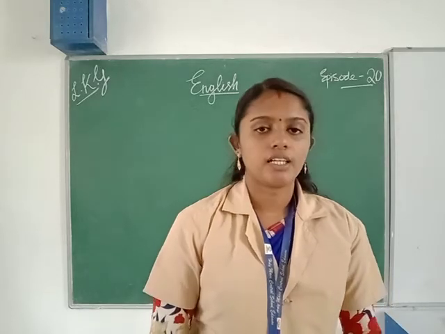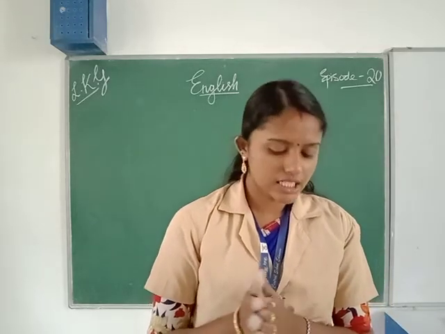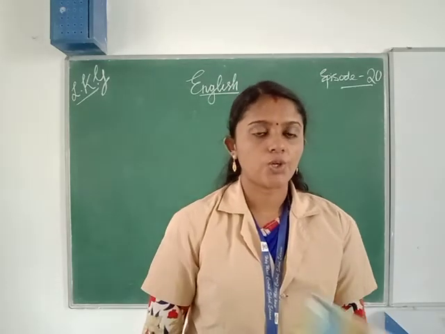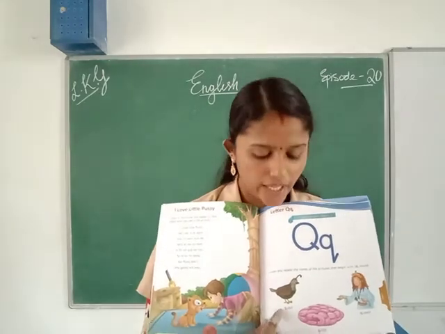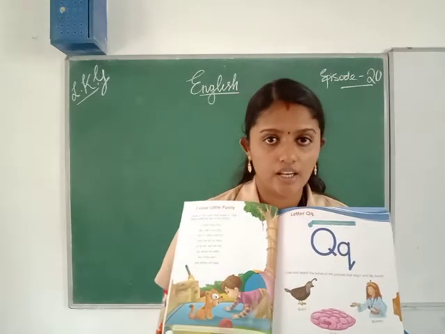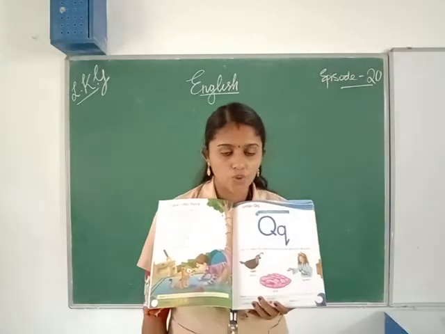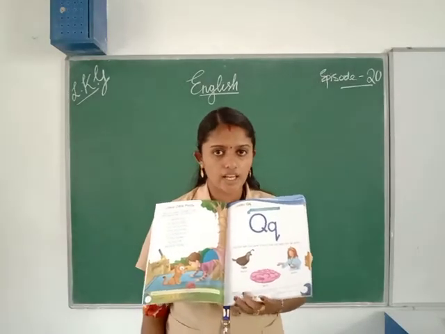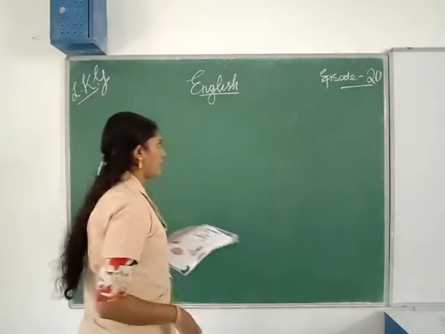We have learned the letter words start with the Q. Okay, first Q for quail. What is this? Quail. Q U A I L. Quail. Say now. Quail.